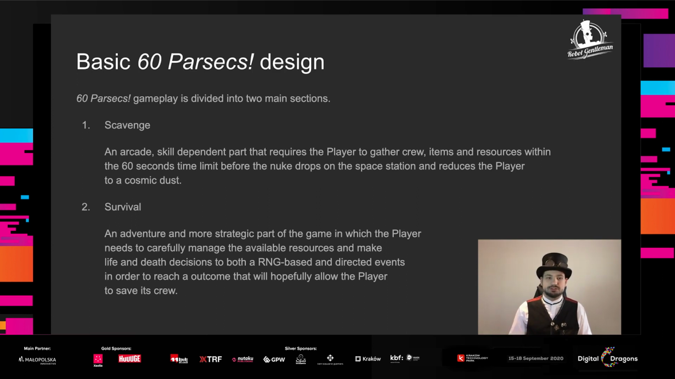First is called scavenge. During this part, you need to collect as many items or characters as you can within the 60 seconds window. If you don't, you're going to burn in the fires of an exploding atomic bomb. Second type of gameplay is called survival, and it is focused on delivering a more adventurous type of experience. You need to manage your resources and make decisions that can affect you or anyone around you. The ultimate goal is to be rescued, no matter if it is from an atomic wasteland or an emptiness of the space.